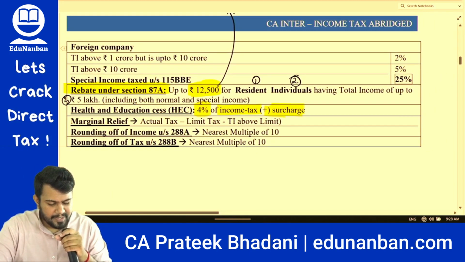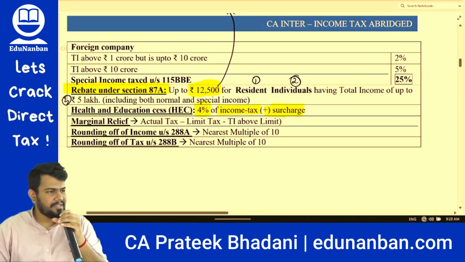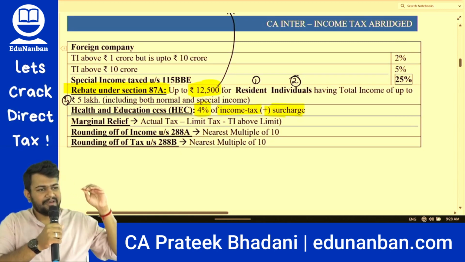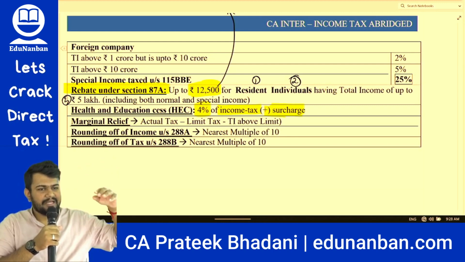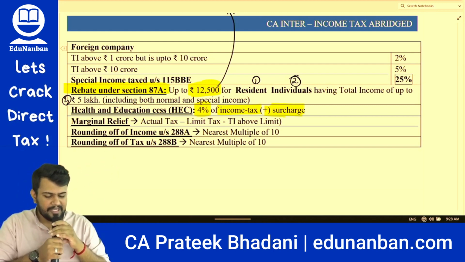Next, special income under section 115BBE. So under 115BBE, the income is taxed at how much? 60% and the surcharge rate is 25%.